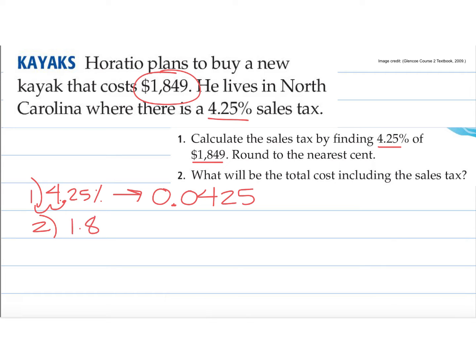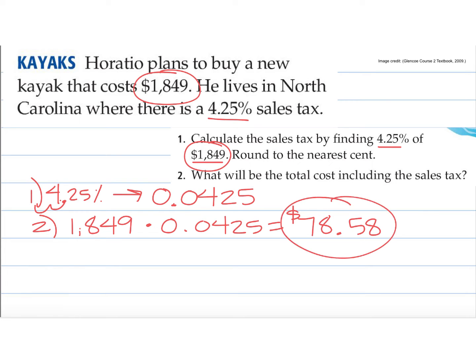Then I'm going to take 1,849 and multiply it times 0.0425. So 1849 times 0.0425, and I need to be really careful in my calculator, is 78.5825. So I'm always going to round it to hundredths because it's money, is $78.58. I know that sounds like a lot, but because we have quite a big number that we're working with, then our sales tax is going to be that much more. So this is the sales tax.